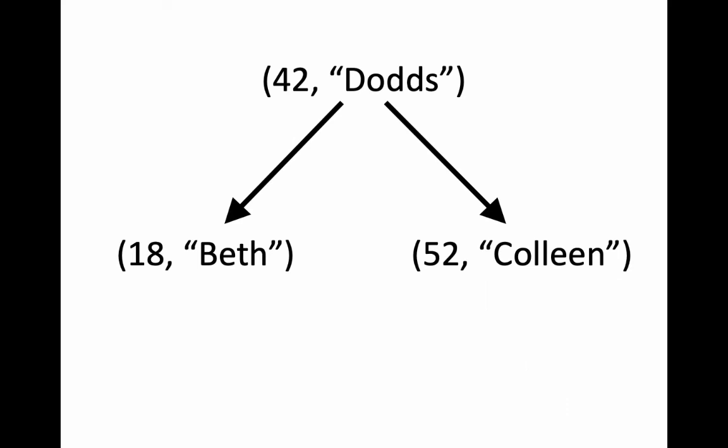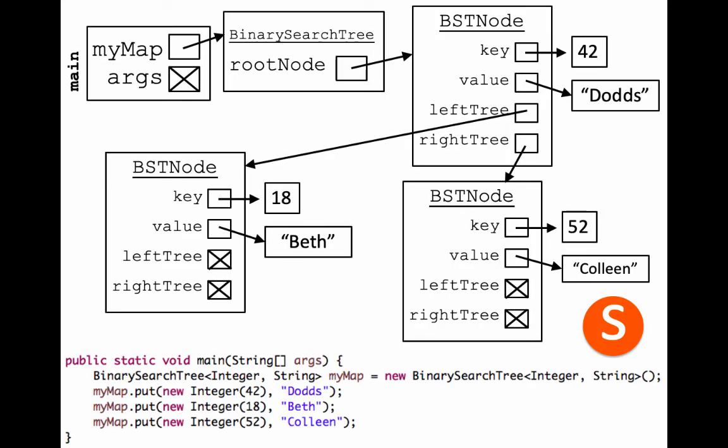So if we had added Dodd's first, Dodd's will be the root node, that's the 42 in Dodd's, and then we added, and it wouldn't have mattered what order we added these ones in, Dodd's ends up with a left tree, which is 18 in Beth, and a right subtree, which is 52 in Colleen. So here are those values filled into the memory model diagram.